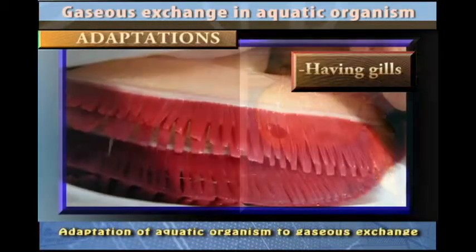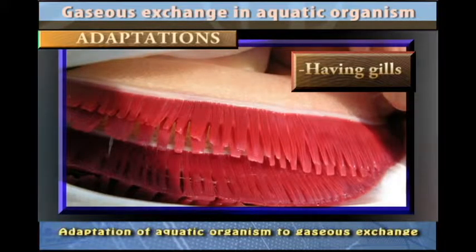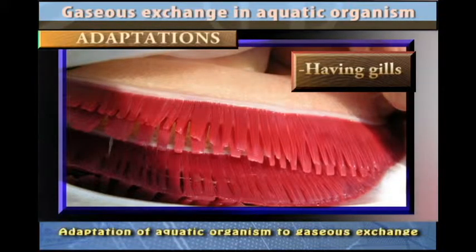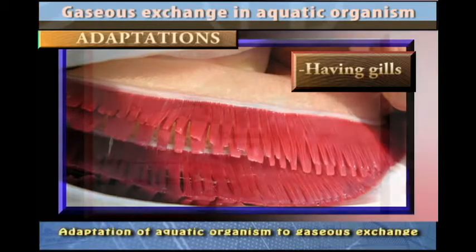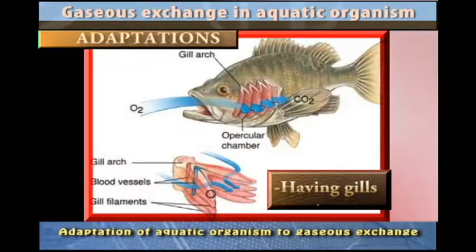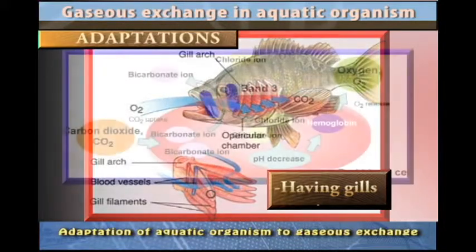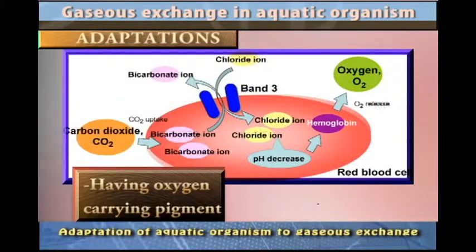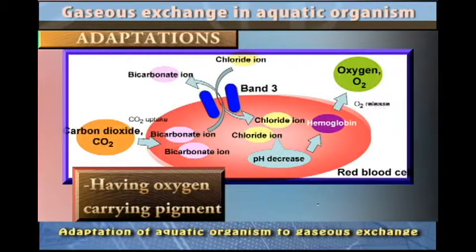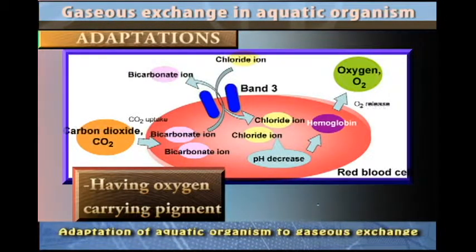Then other organisms have the gills, like the fish. They use the gills to absorb oxygen from the water body. And having oxygen carrier pigment: some organisms have oxygen carrier pigments that attract oxygen and absorb more oxygen.